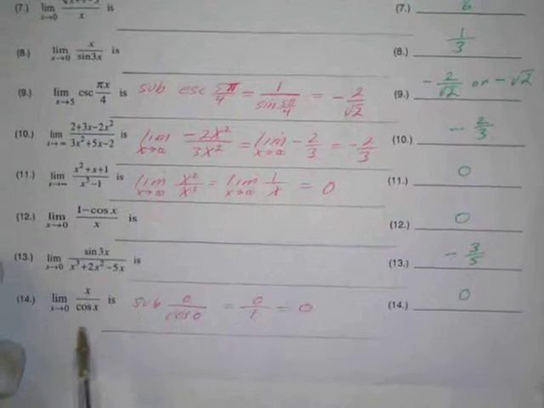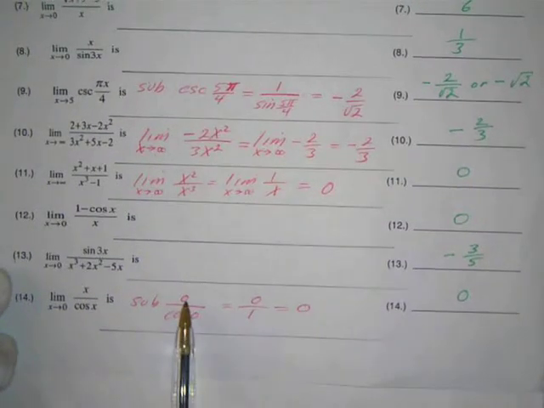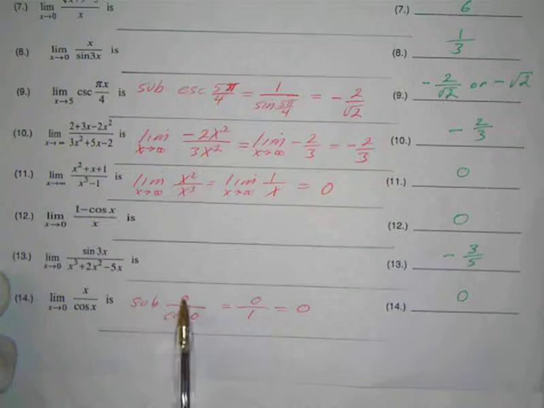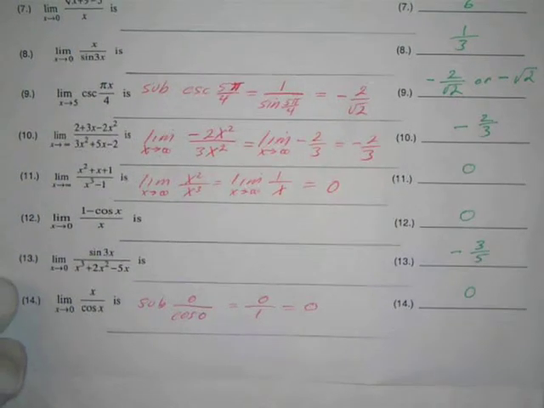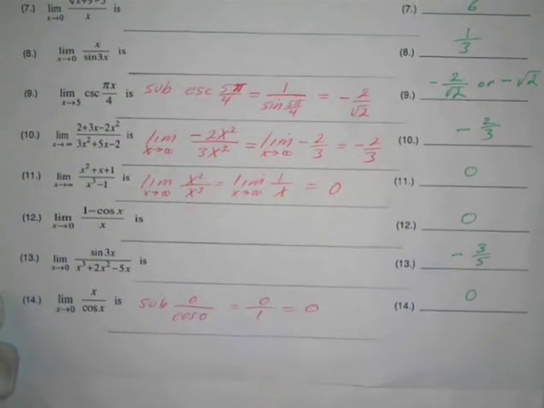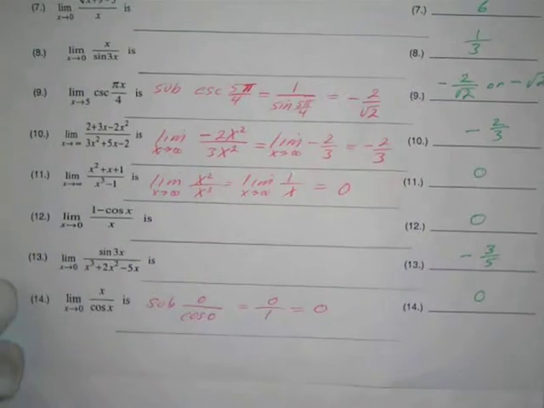And number 14, we could just substitute. X over the cosine of x. If I put 0 in, now don't panic just because you see 0 on the top, because if I put 0 in, I've got 0 over the cosine of 0. I know the cosine of 0 is 1, so I got 0 over 1, which is just 0. So that's a valid answer. We could have 0 in the numerator, as long as we have another number in the denominator, we're okay. We just can't have 0 over 0. Okay, I hope that makes sense. That wraps up that first page.